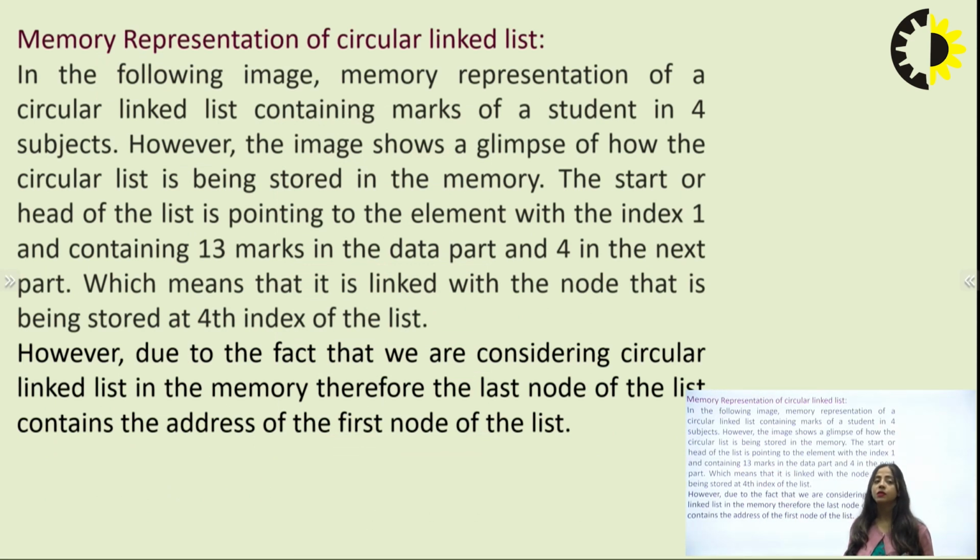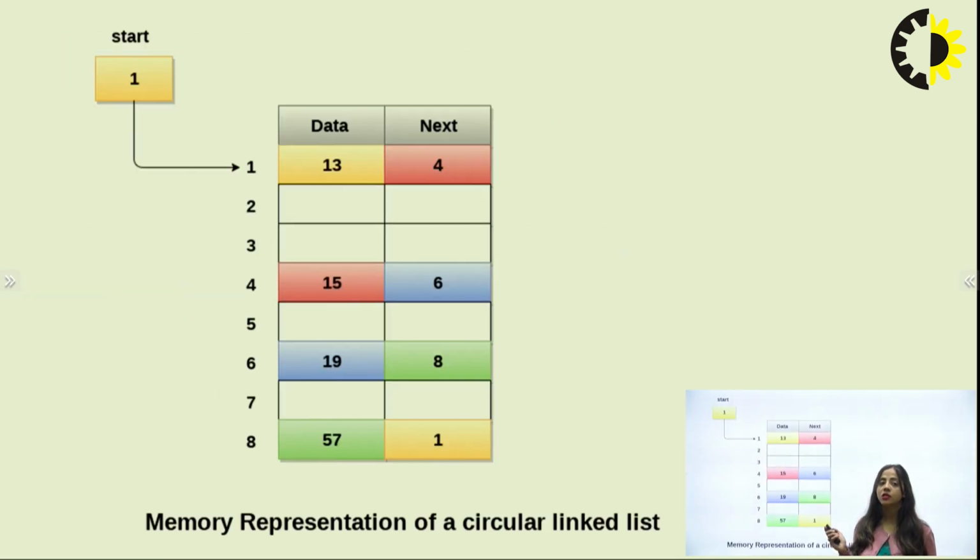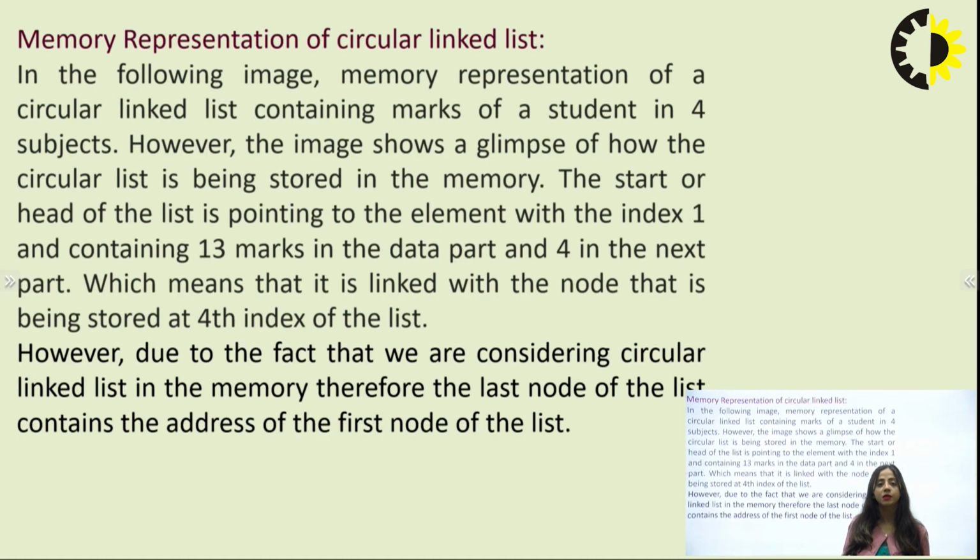Memory representation of a circular linked list containing marks of a student in 4 subjects. In this image, we have displayed the marks of a student in a circular linked list, in 4 subjects. However, the image shows us a glimpse of how the circular list is being stored in the memory. The start, or head, of the list is pointing to the element with index 1, containing 13 marks in the data part and 4 in the next part.